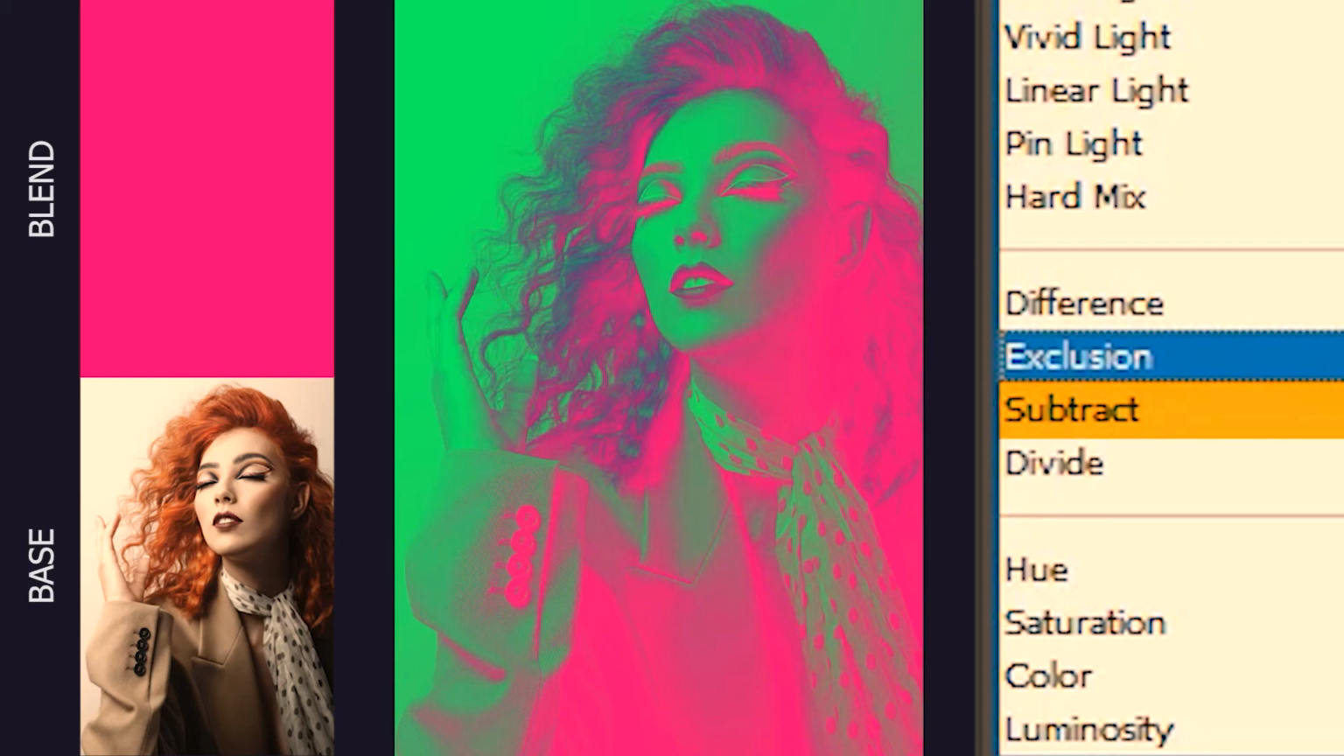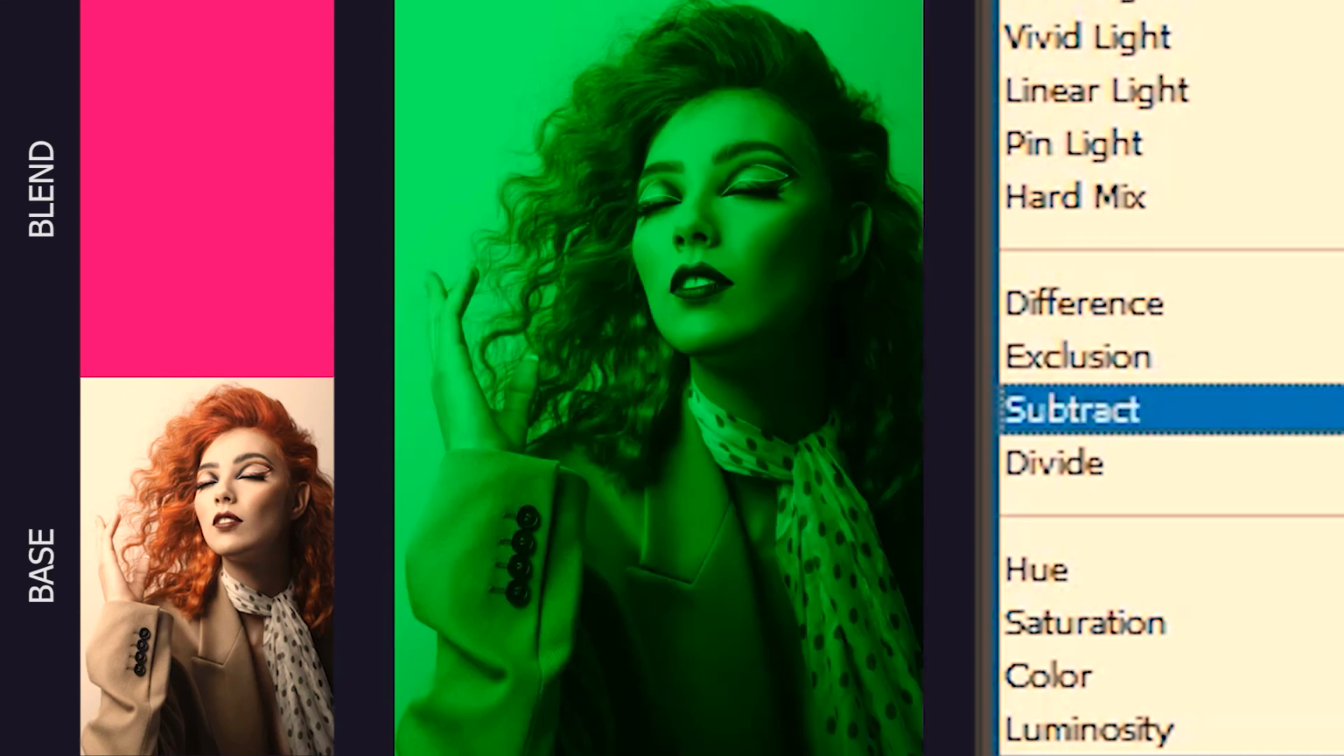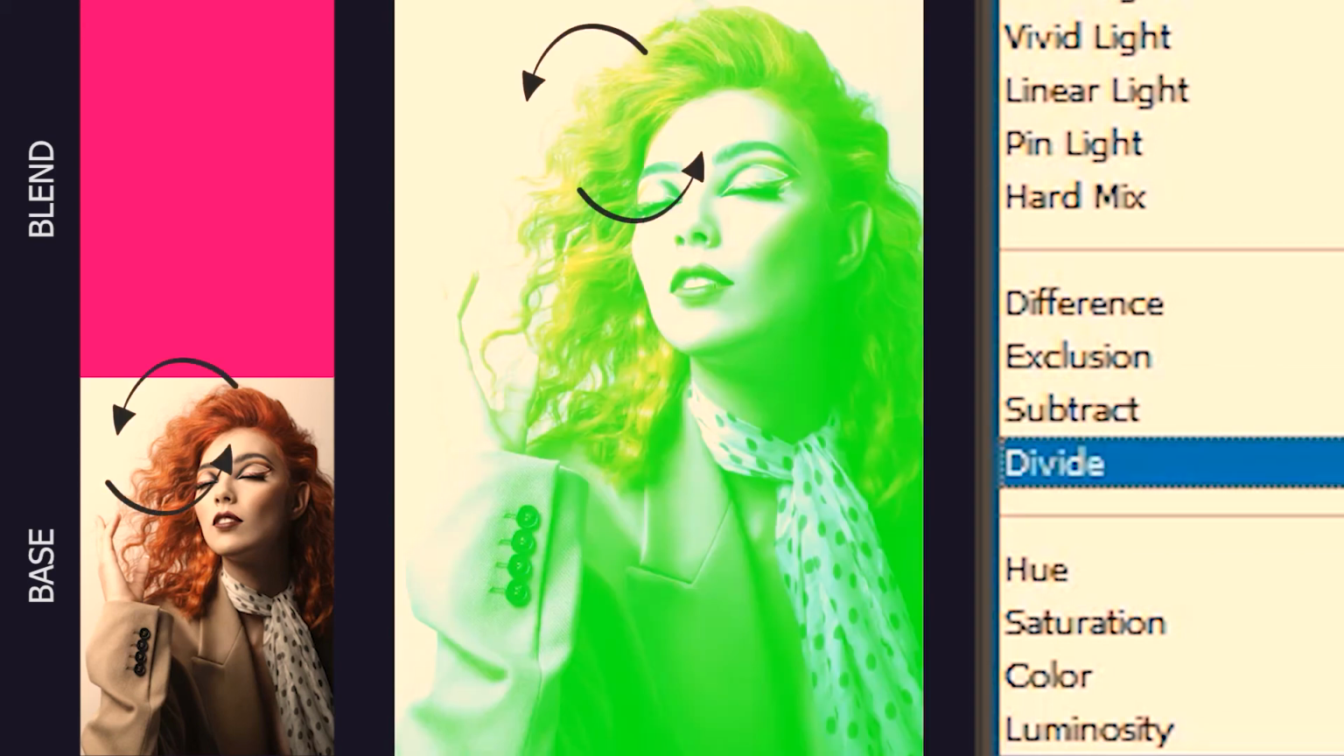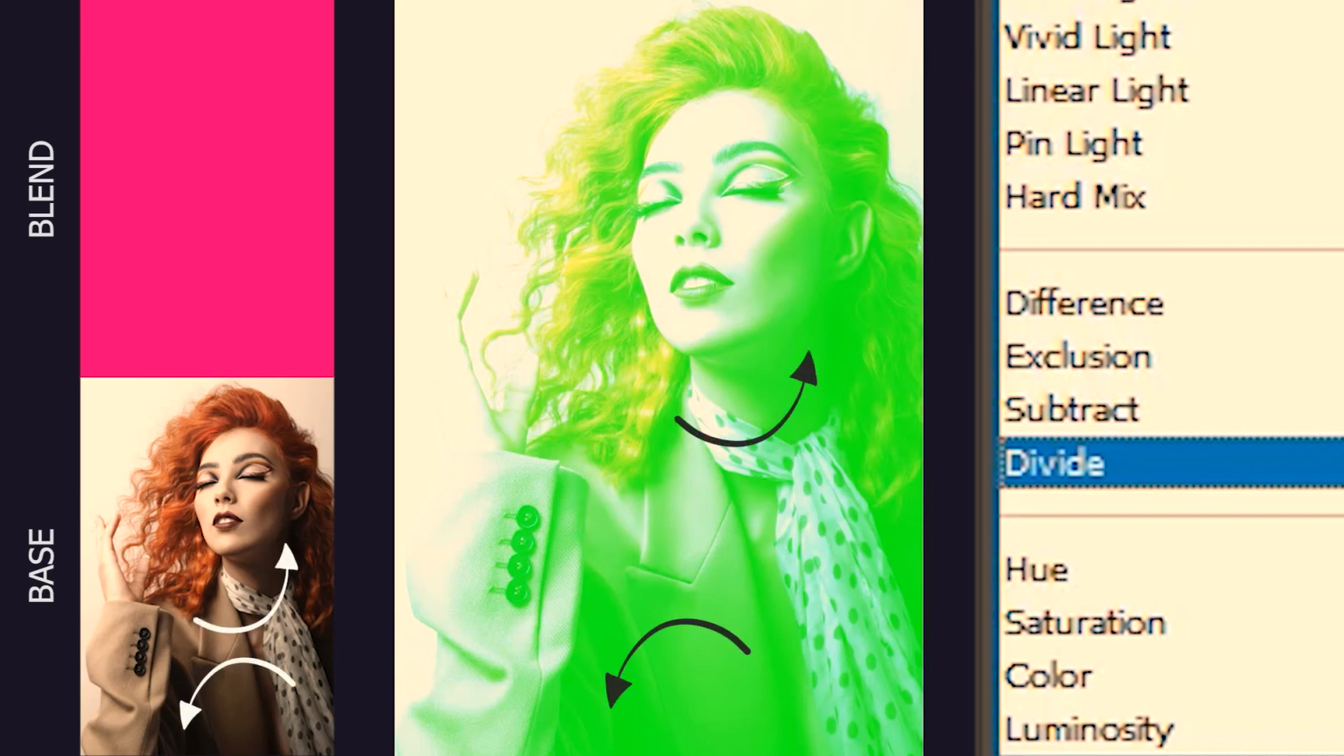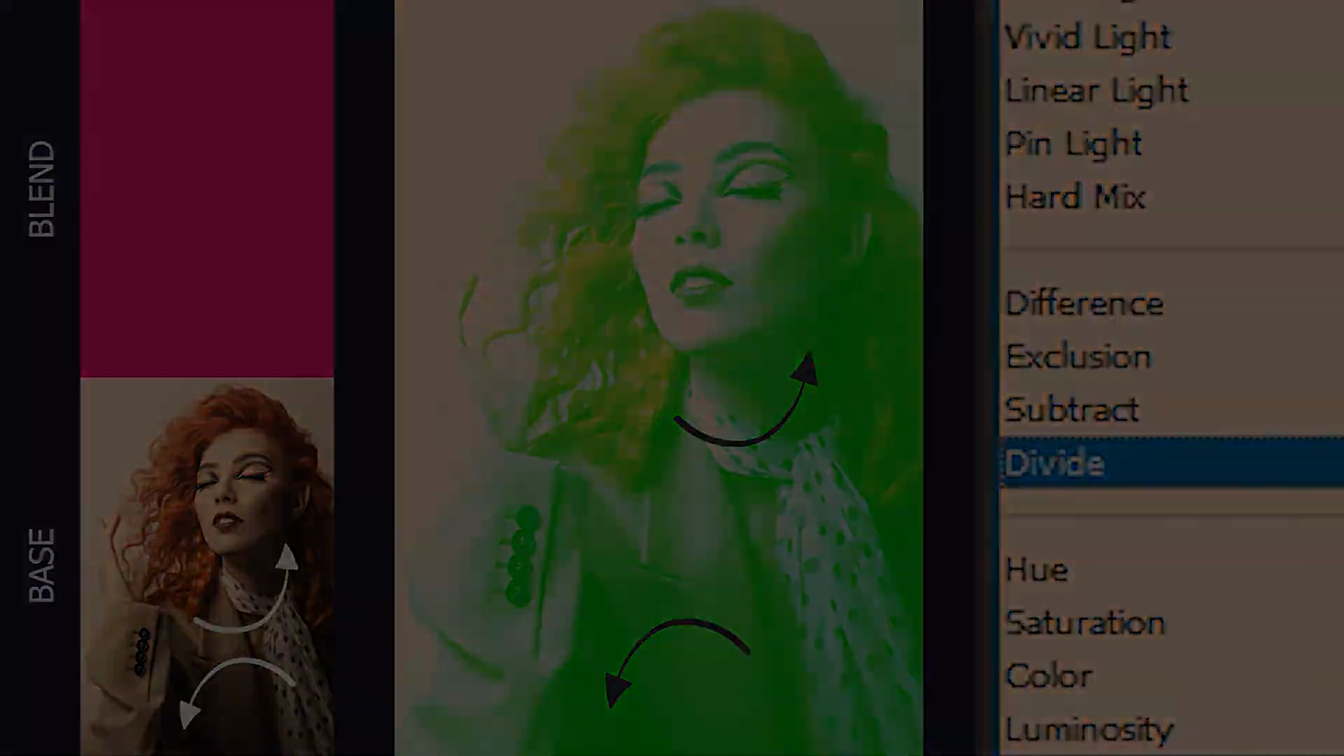Subtract creates the opposite color where the base region is whiter. But unlike difference and exclusion, it makes the blend color totally disappear in the darker regions. Divide makes everything white wherever the base is white or drawing towards white. So these areas are totally white. And it produces the opposite color wherever the base is growing darker. So these areas have green.